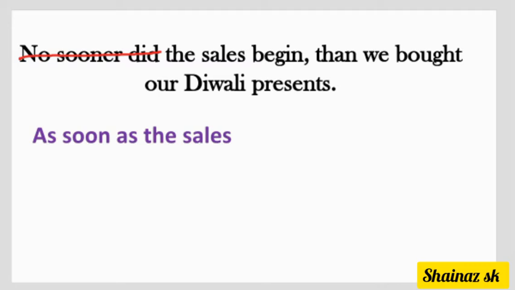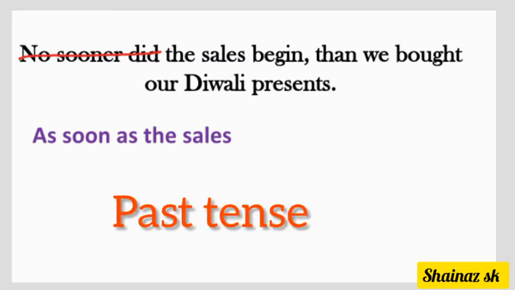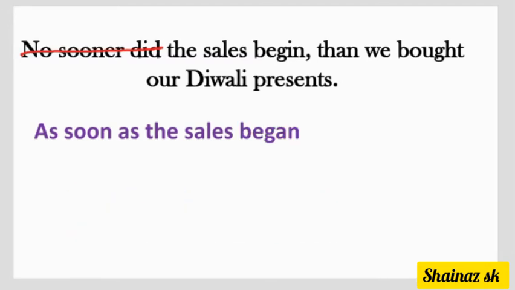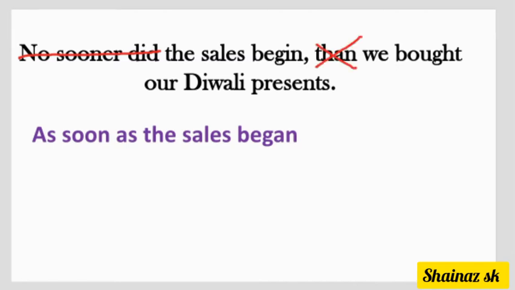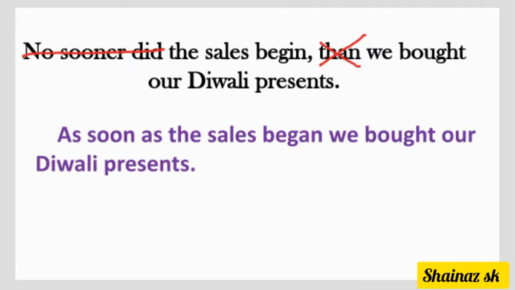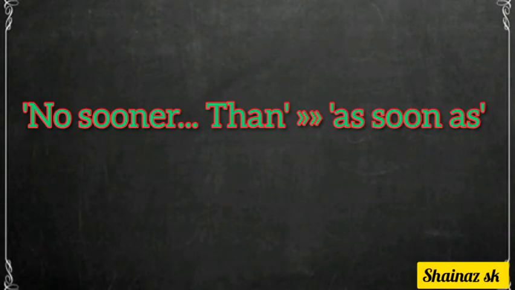and the tense of the given sentence is past tense. So we will write began. After that we will remove "than" and we will write the rest of the sentence. So the transformed sentence will be: As soon as the sales began, we bought our Diwali presents. So children, I hope you have understood how to replace "no sooner than" with "as soon as".